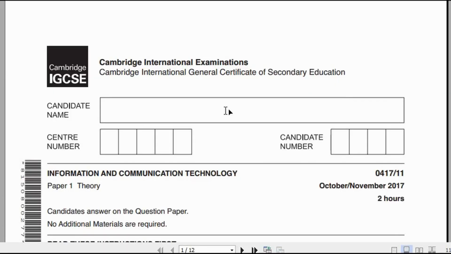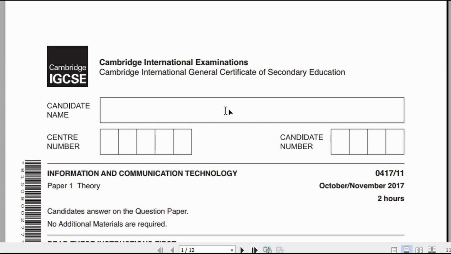The reason for this series is that whenever students try to search online, especially on YouTube, for Paper 1 ICT 0417 Cambridge International Exam, they couldn't find any training on Paper 1. So this series is especially for those students who have difficulty with Paper 1, because Paper 1 contains 40% of your marks. So it's vital to get an A plus in your final exam.